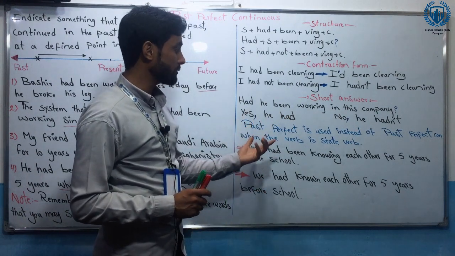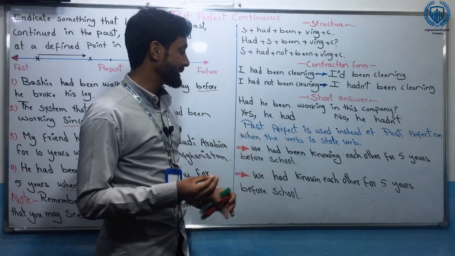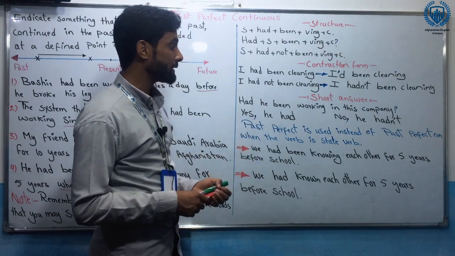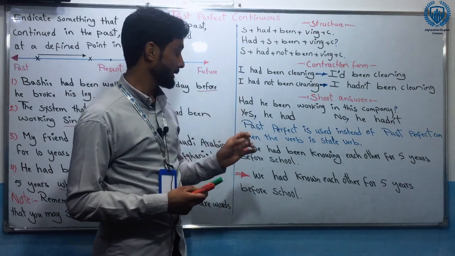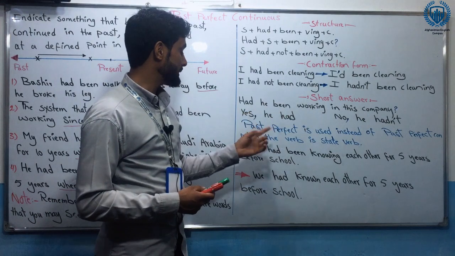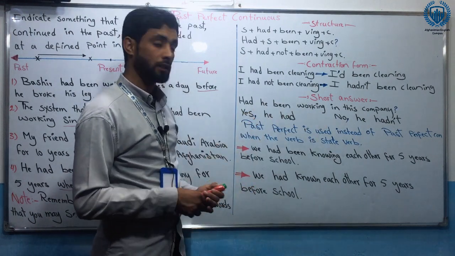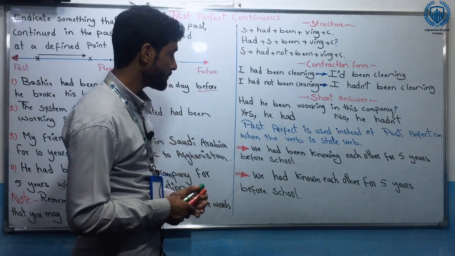It's a question. To answer this question shortly, you can say as a positive answer, yes, he had, and as a negative answer, no, he hadn't. Whenever we use yes and no, we always need a comma, then the rest of the sentence. Yes, he had. No, he hadn't.